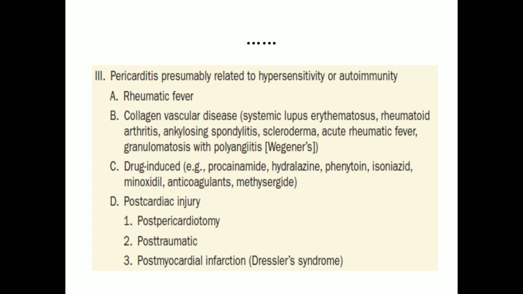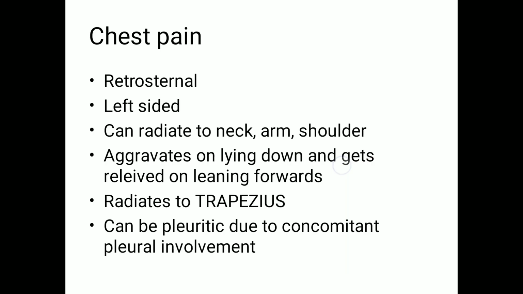Pericarditis is presumably related to hypersensitivity or autoimmunity. It is seen in rheumatic fever and some connective tissue disorders like SLE, rheumatoid arthritis, ankylosing spondylitis, scleroderma, and drug induced in the form of hydralazine, phenytoin, isoniazid, minoxidil, methotrexate, etc. Remember, methotrexate causes mitral stenosis. And post cardiac injury in the form of post pericardiotomy, post traumatic and post myocardial infarction, which is called Dressler syndrome. These are the etiological classification of pericarditis.